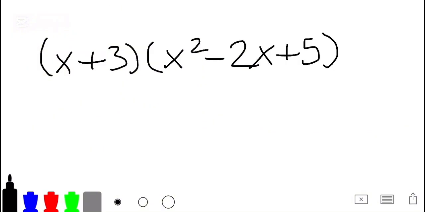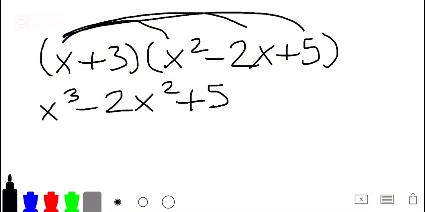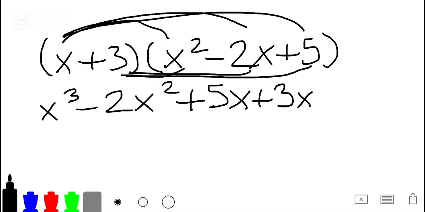Now that we know how to FOIL, we can also solve equations like this, and I'll give you a step-by-step walkthrough of how to do it. First of all, we multiply the first term with all of these, and this ends up being x cubed. x times minus 2x is minus 2x squared, and x times plus 5 is positive 5x. And then we multiply this one with everything else, which ends up being 3x squared minus 6x and plus 15.